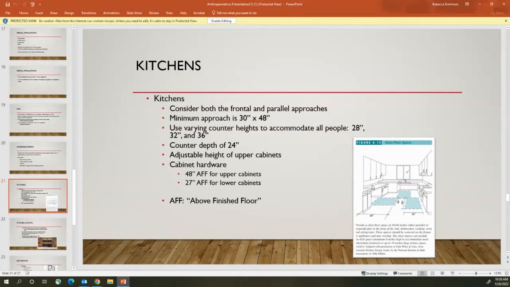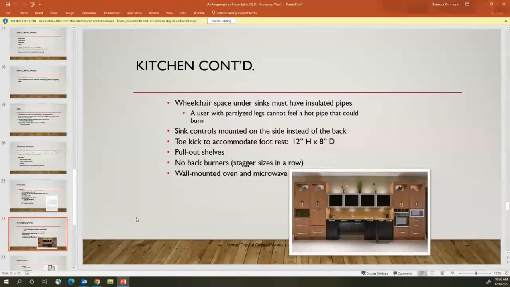Thinking through things like having adjustable heights of upper cabinets. They have pull-down cabinets, making sure your cabinet hardware matches these. And again, AFF stands for above finished floor. So we mentioned making sure there's space underneath it.